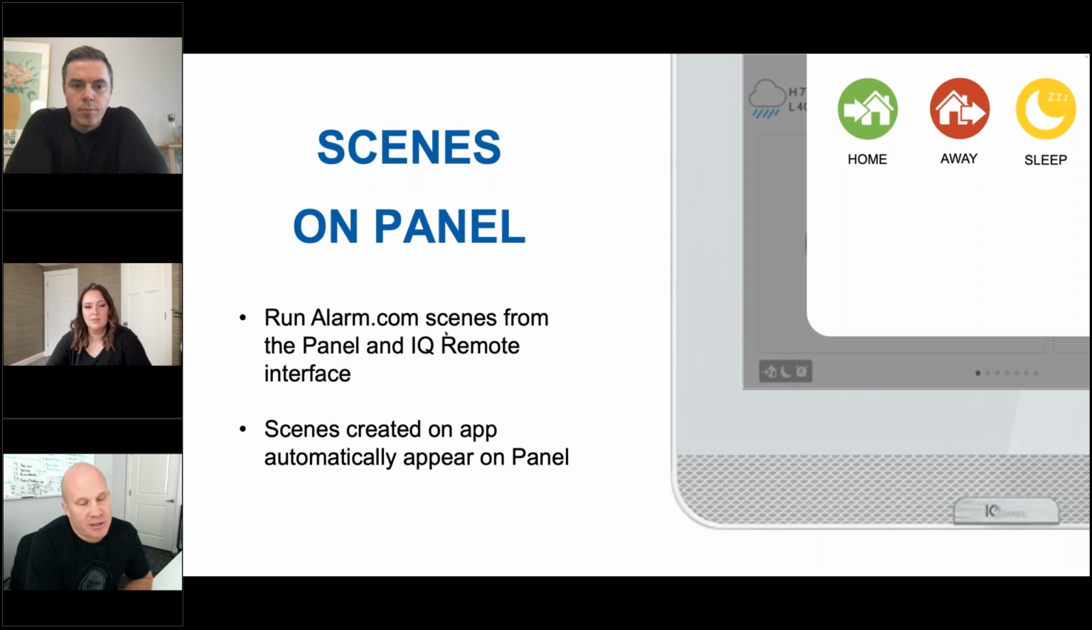We've got scenes on the panel. These sync directly with alarm.com. Even the icons and the colors sync. So if you create a scene on your alarm.com app, you pick a custom icon and a custom color and define a custom behavior, that actually pushes down dynamically to the panel, so you can run that right from the panel itself or from your app, which is pretty cool.